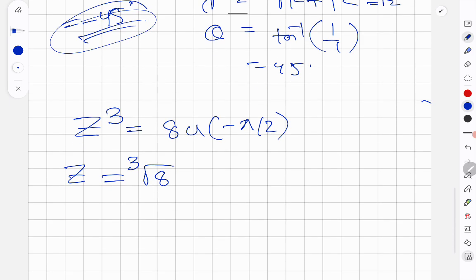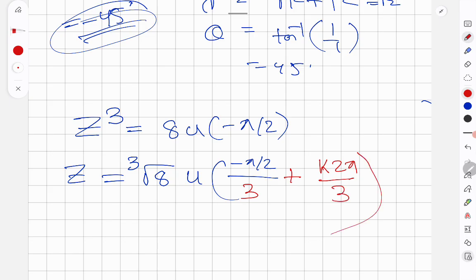Now you look at here. You have z cubed equals this one, but you need z since you are finding the roots. Here you just need to take the cube root of this u, and the first step you need to do is minus pi by 2 divided by this 3, plus k 2 pi divided by 3.